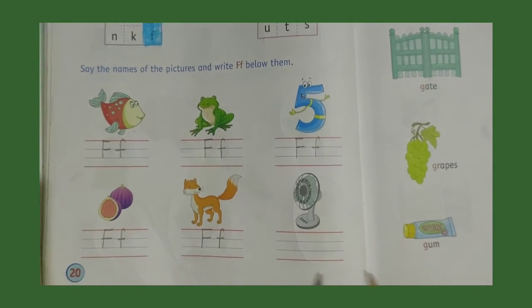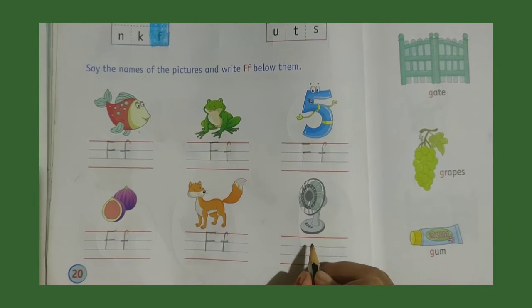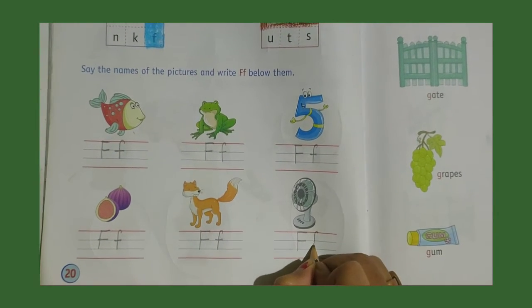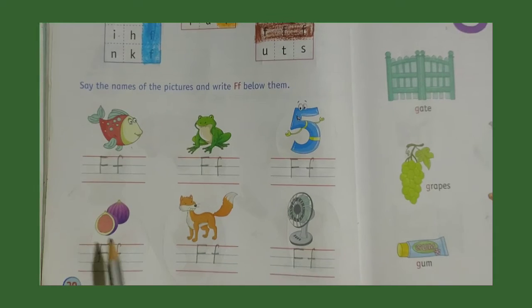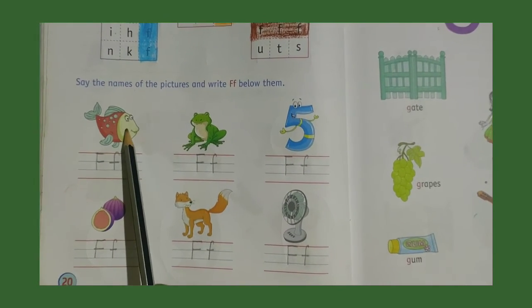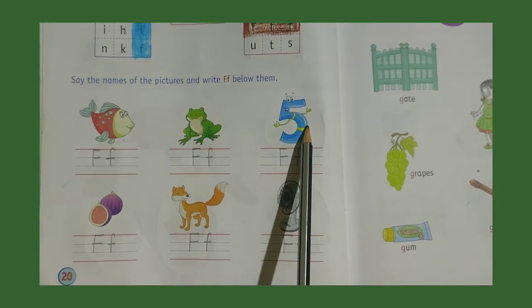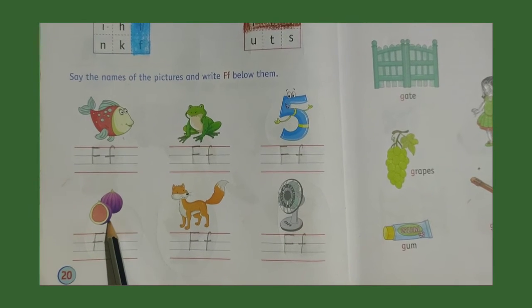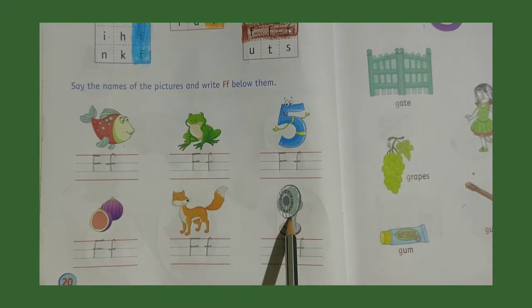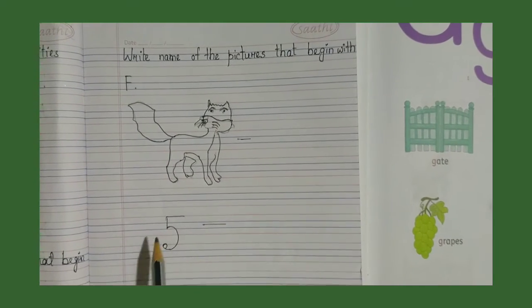F-O-X, fox. Then next picture is the picture of a fan. First write capital F, then a small f. So say the names of the pictures, children. Say with me. F for fish, F for frog, F for 5, F for fig, F for fox, F for fan. Okay.